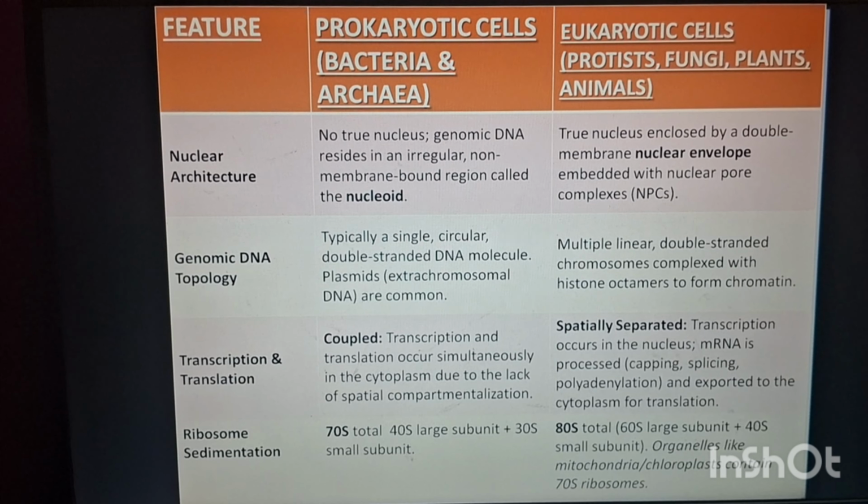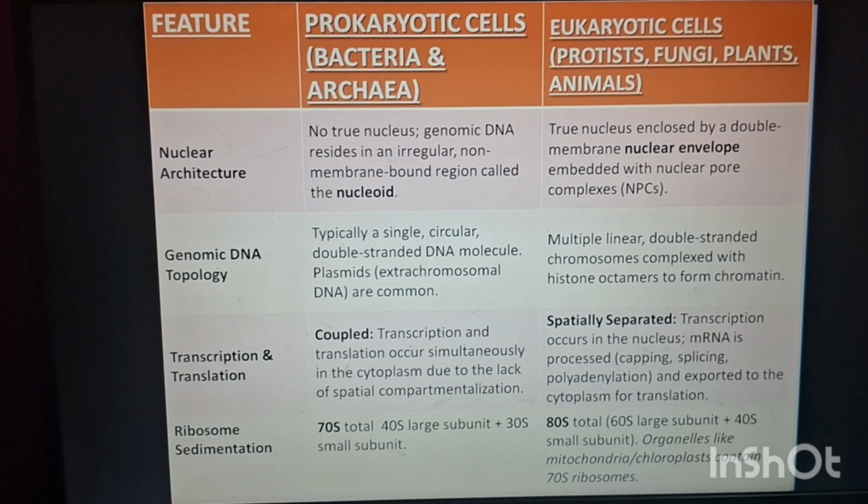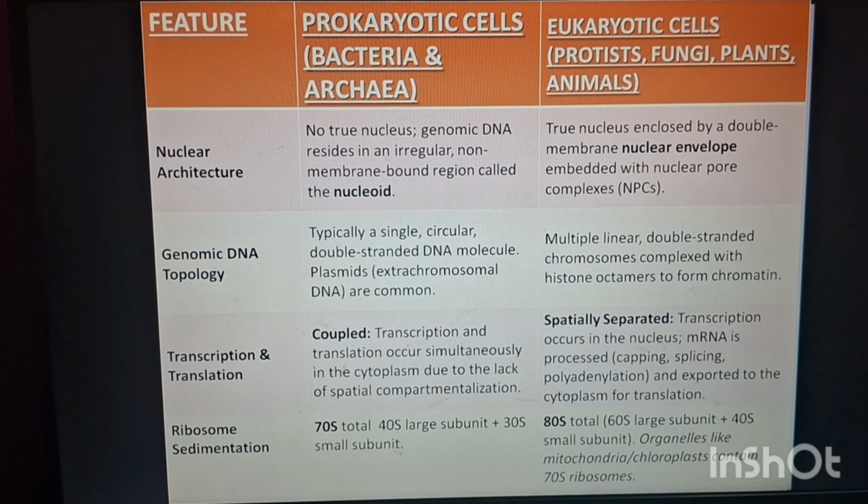Next features, transcription and translation, which are coupled in prokaryotic cells. Transcription and translation occur simultaneously in the cytoplasm due to lack of spatial compartmentalization. Next, in eukaryotic cells, they are spatially separated and transcription occurs in the nucleus. mRNA is processed and exported to the cytoplasm for translation.